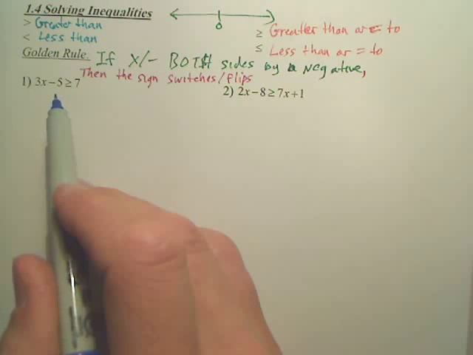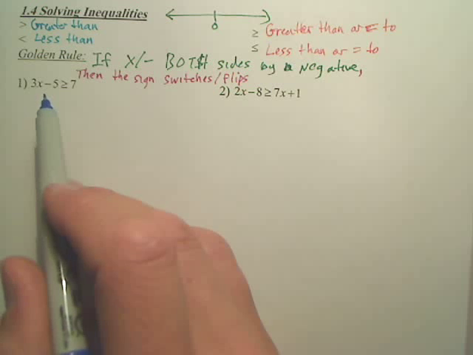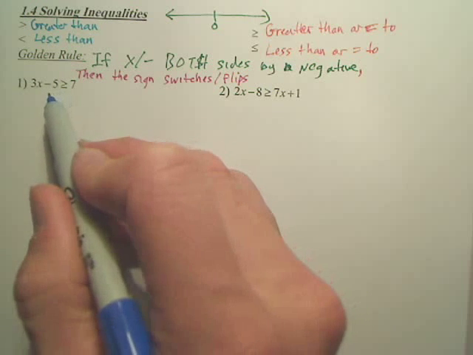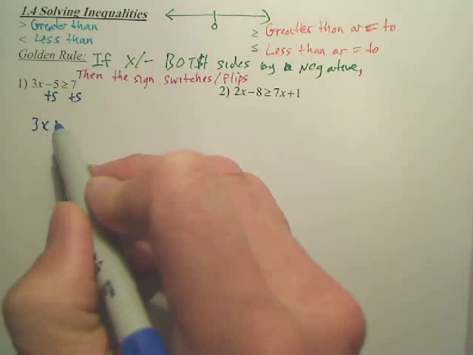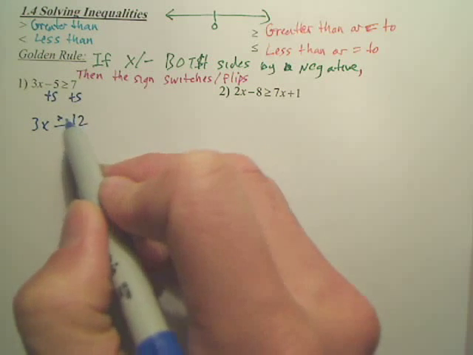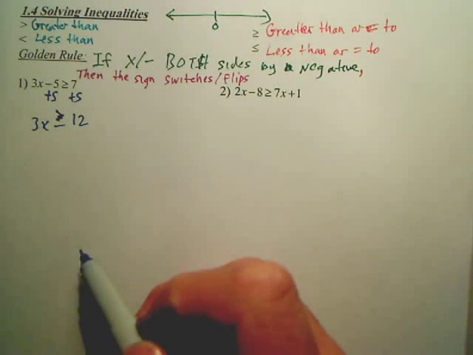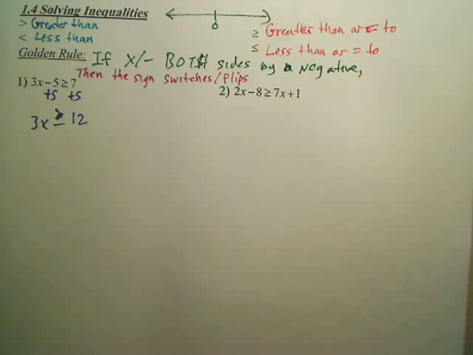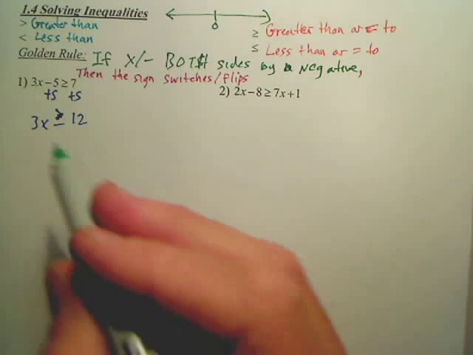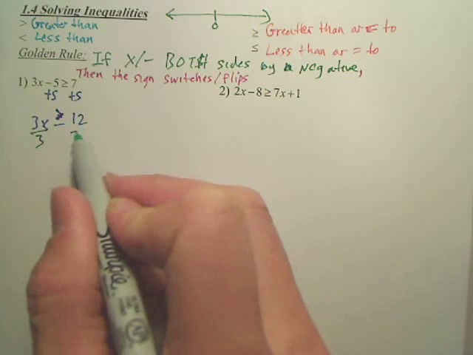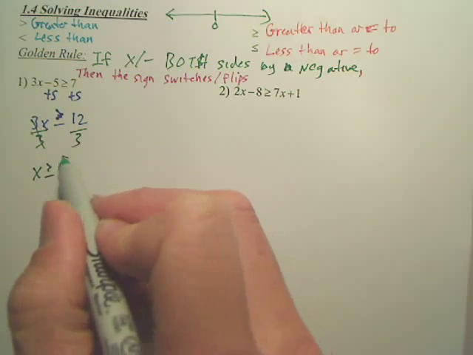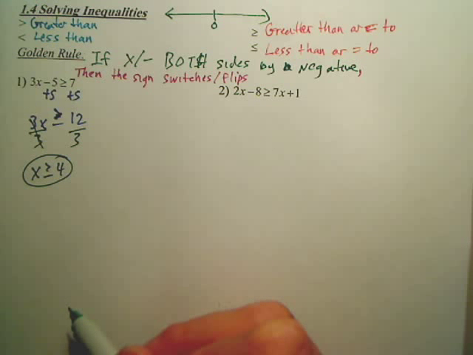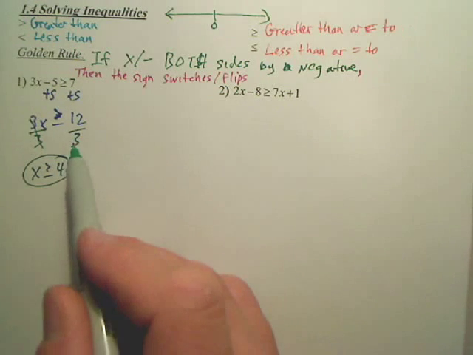So we solve this just like an equal sign. That's what makes it so easy. Okay? So basically we just add the 5 over. Woohoo! 3x is greater than or equal to 12. Okay. Then we divide by what? Divide by 3. There's my answer. Oh, was I supposed to flip the sign? No, because I did not divide or multiply by negative.